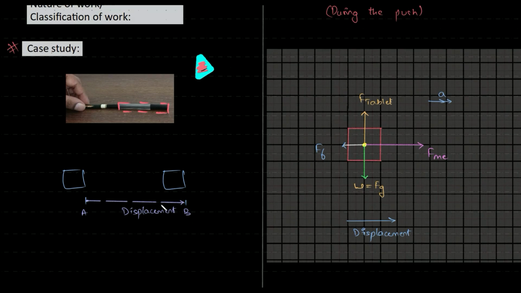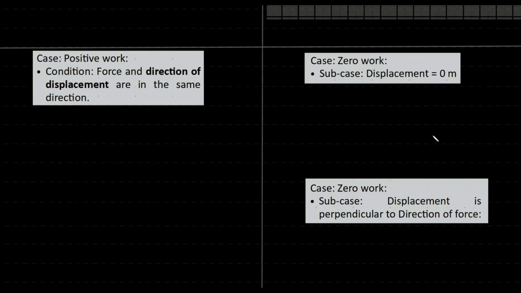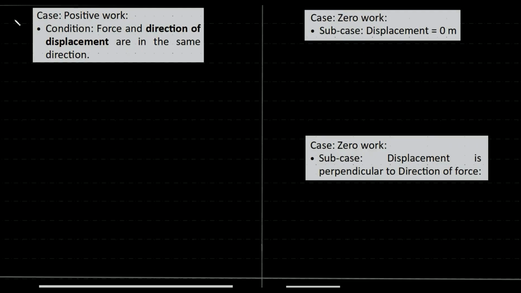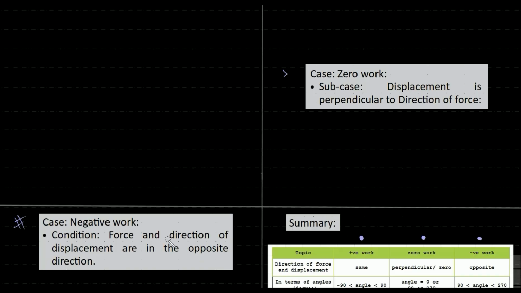Now, remember, we classify work looking at it from the perspective of force. Has this force done positive work or negative work or zero work? So let me introduce it to you guys. We're going to classify work as positive work, zero work, where there are two cases, and the third one is negative work. That's how we can classify work.